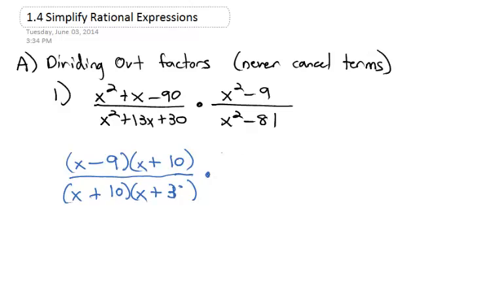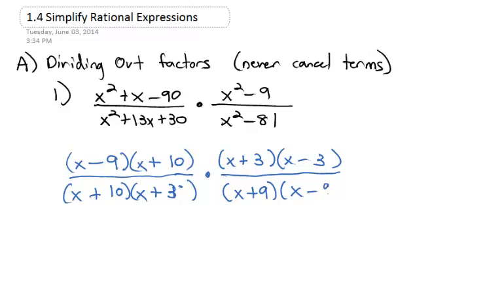Then we have a times. X squared minus 9, that's a difference of squares. That's x plus 3, x minus 3. And the denominator, x squared minus 81, that's also a difference of squares. X plus 9, x minus 9.